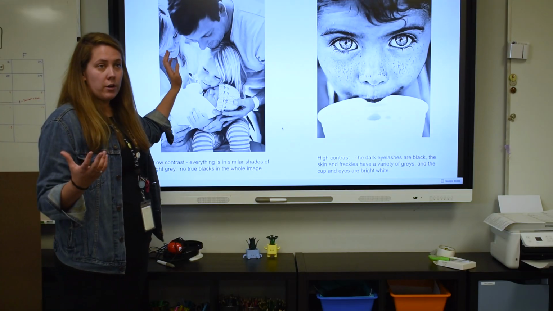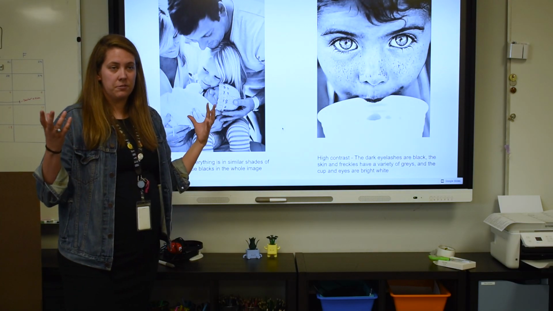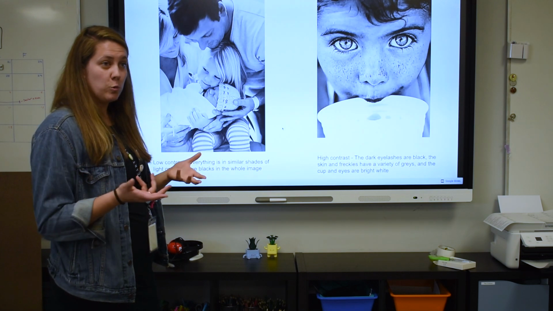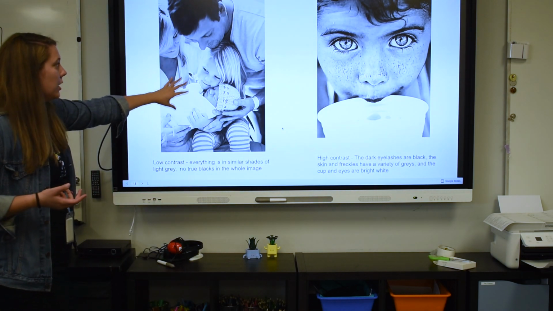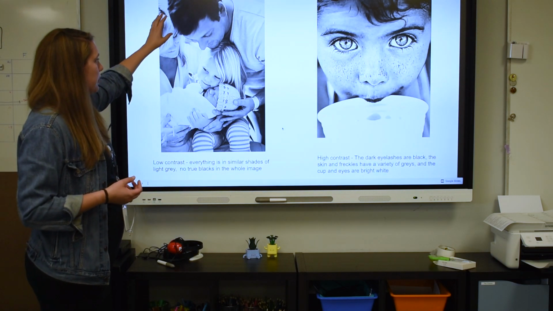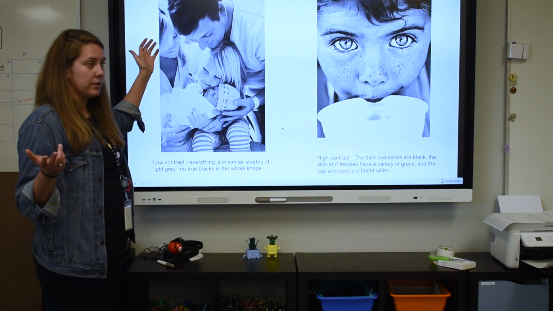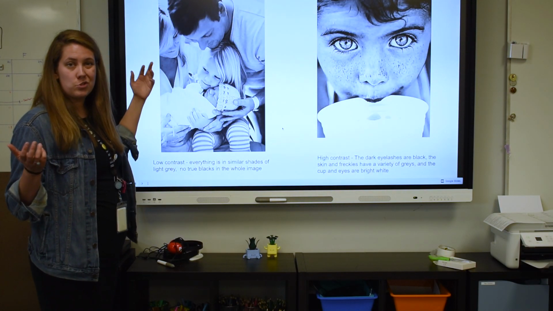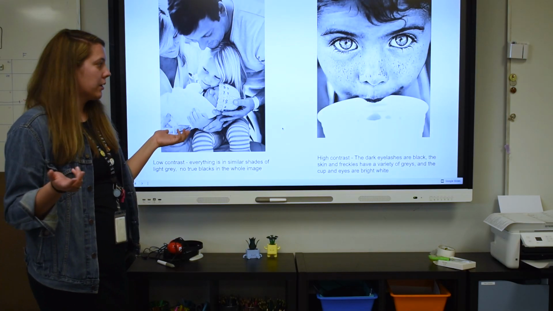Basically, when you have low contrast, it can often create feelings of softness if used correctly. It can make things feel cozy, okay? So in this photo, there's low contrast. You can tell because if you try to find the darkest spot in the photo, it's probably this gentleman's hair. It's just dark gray. It's not actually black.